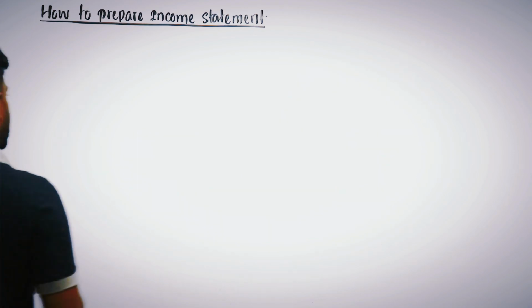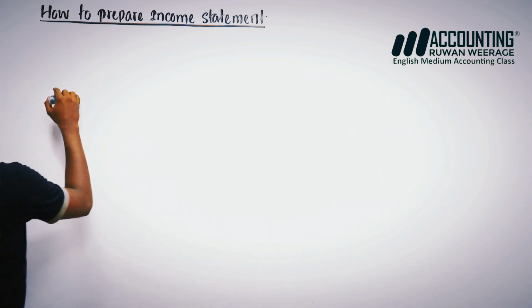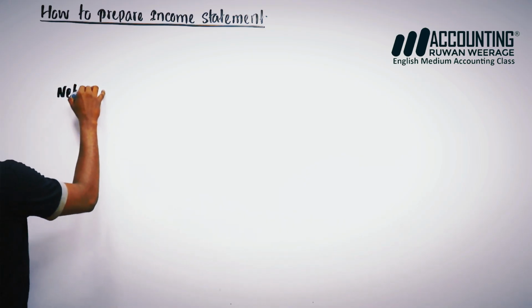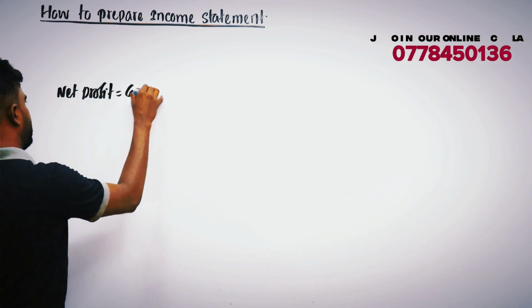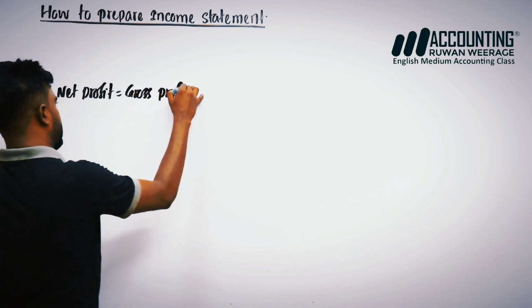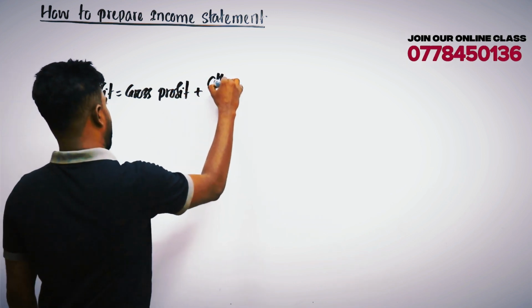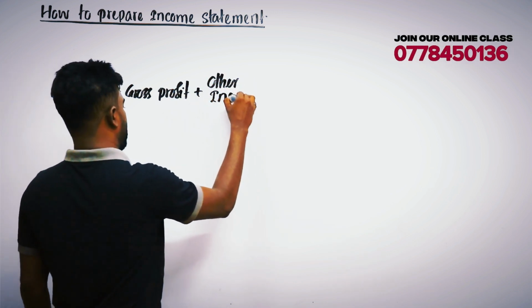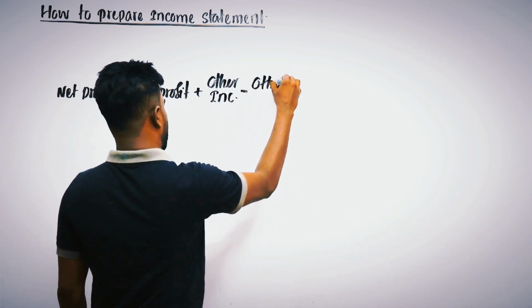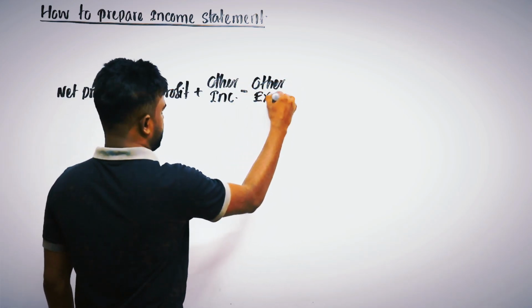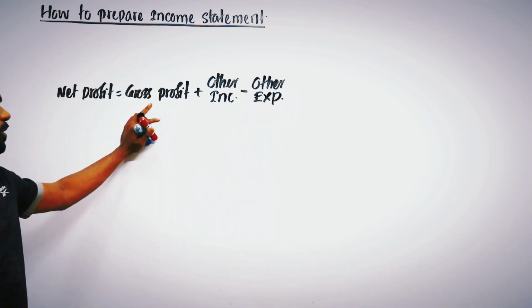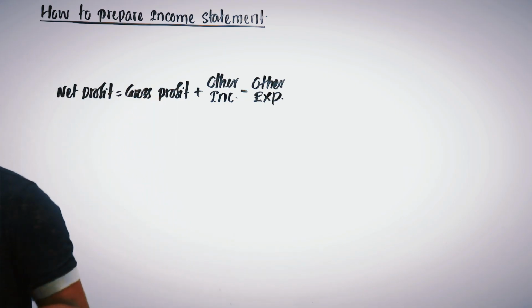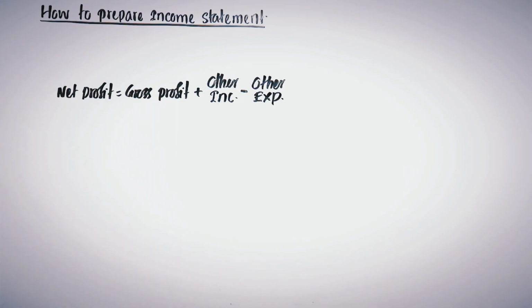Now, what's the basic equation for calculating net profit? Net profit equals gross profit plus other income minus other expenses. The difference between main income and main expense we call gross profit. So we have to prepare this as a statement.